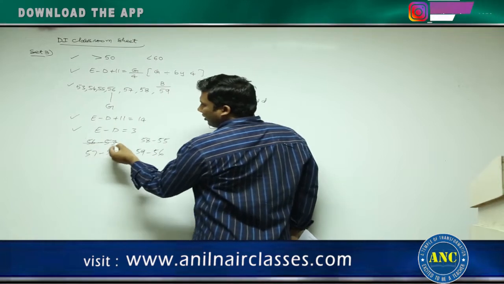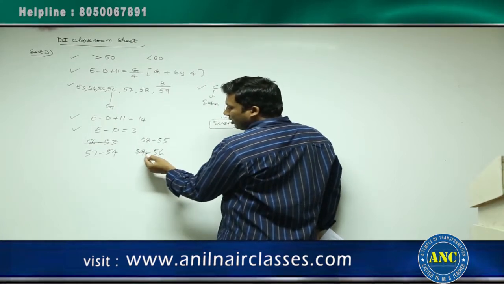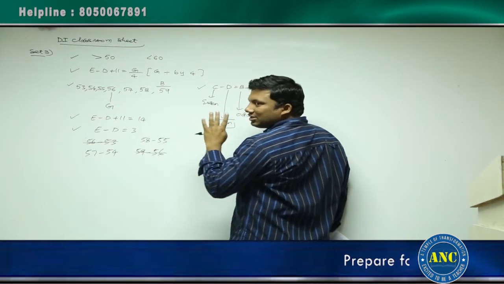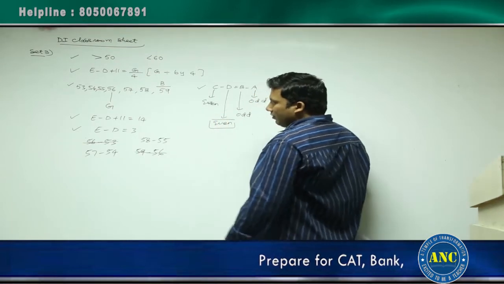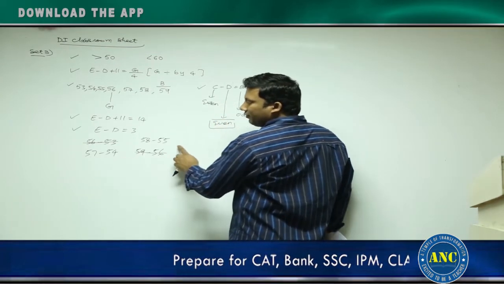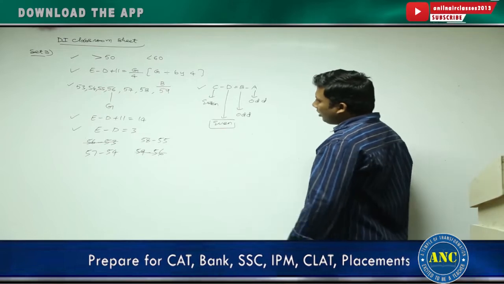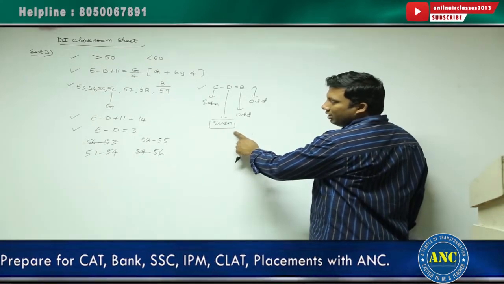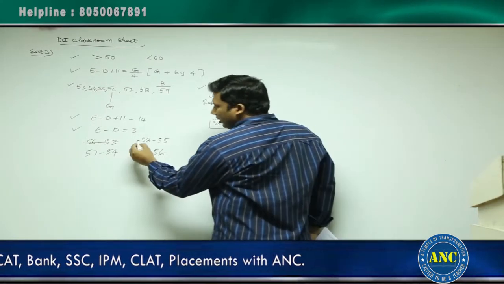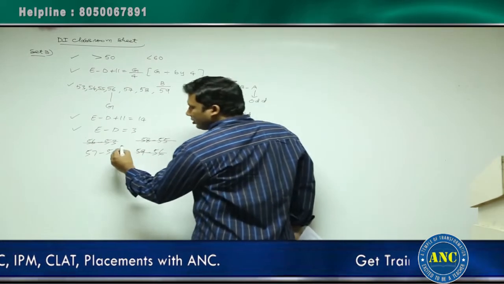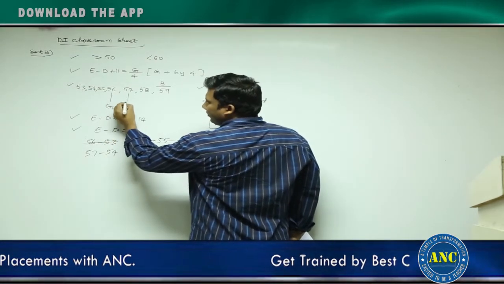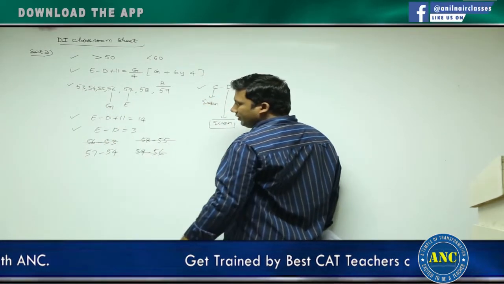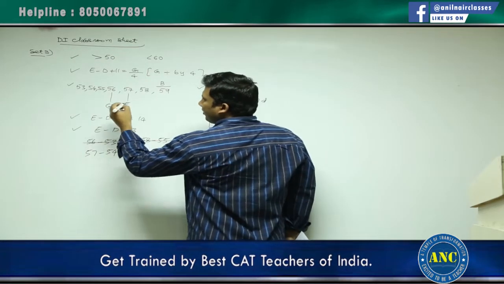56 cannot be given to E, and 56 cannot be given to D because 56 is given to G already. That leaves 57 minus 54 and 58 minus 55. But what is the condition? D should be an even number, but D here would be an odd number in the second option. That means E is 57, D is 54.